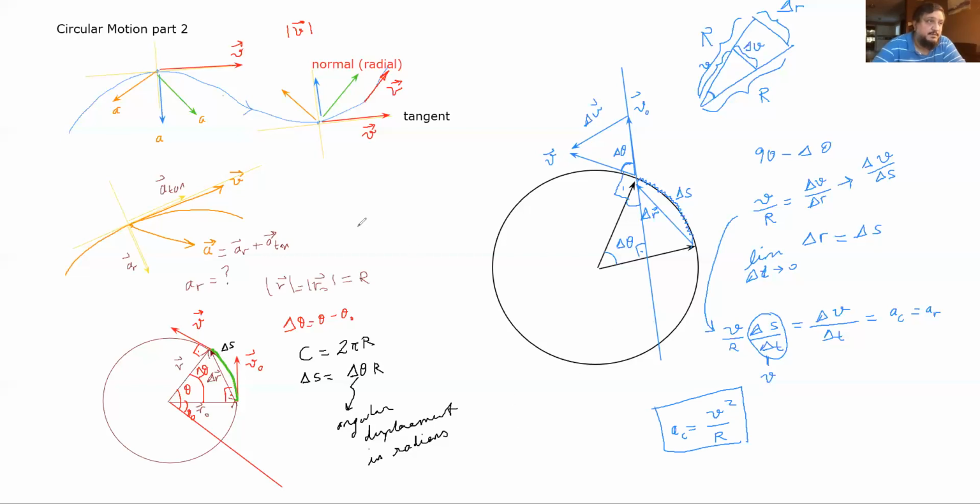So the magnitude of the total acceleration will be equal to the square root of v squared over r, squared, plus a tangential squared. So it can be used for finding AR as well. It's not just limited to the circle. Okay, let me stop here.